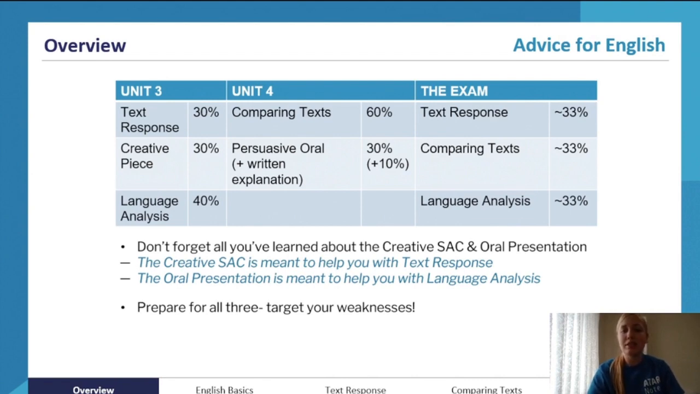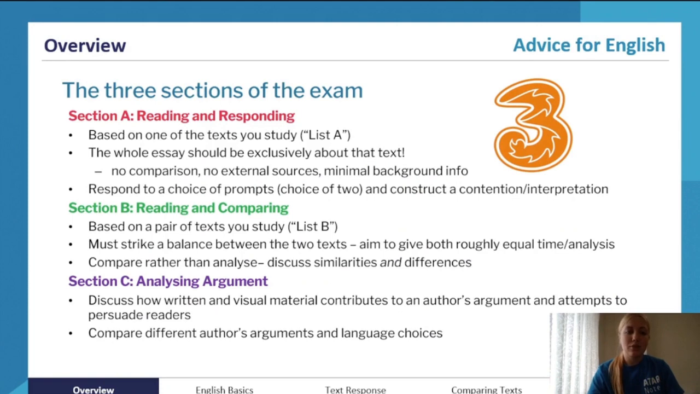On the exam, all of the sections are worth equal amounts of marks, and this will be 50% of your study score. So it's really important that you're across all of your sections and you're confident writing for all of them. There are reasons behind you having an oral presentation and a creative, and that's intended to help you and supplement your knowledge for text response as well as language analysis. So let's jump right into it.